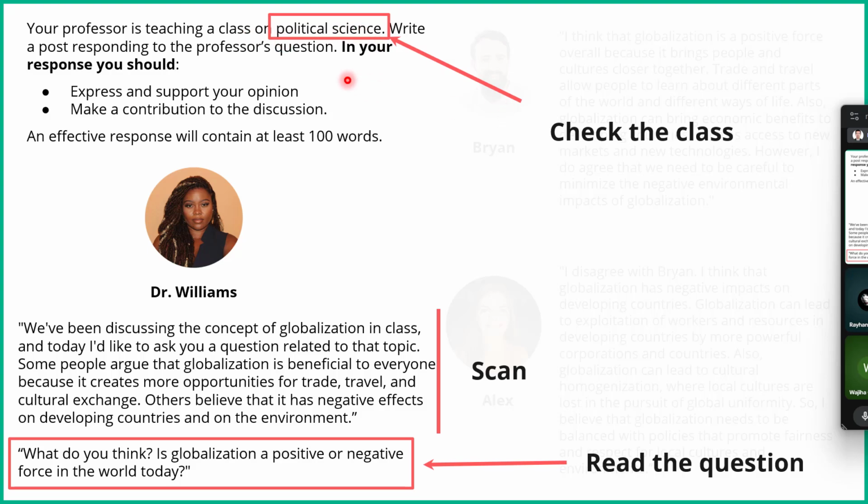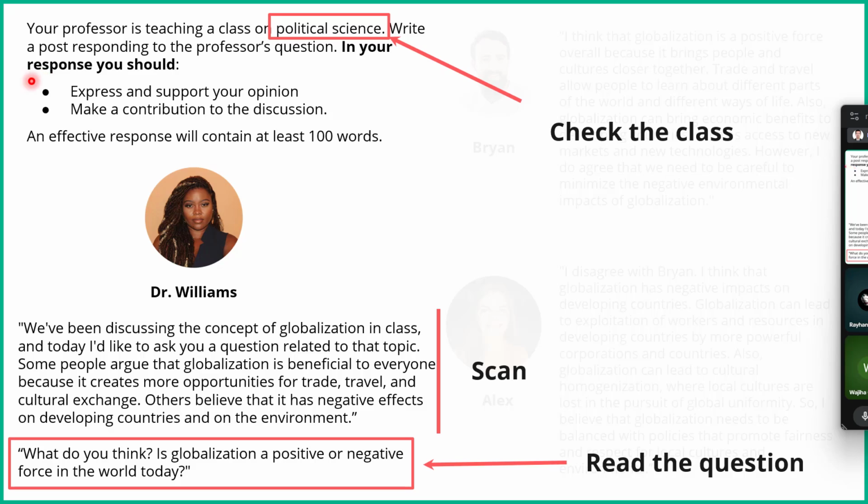As we are going to the academic discussion task, the first thing we have to notice is the type of class. Which type of class is it about? Is it a political science class? Is it a social science class? Is it a similar art class, history class? So what type of class is that? We have to check that kind of class.